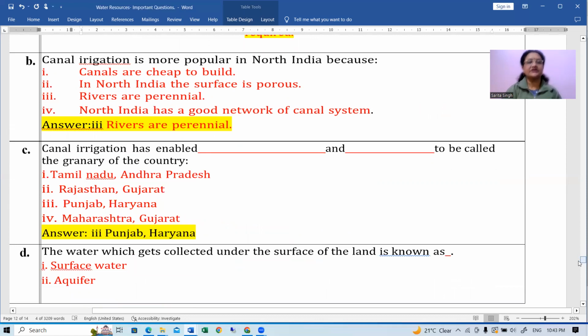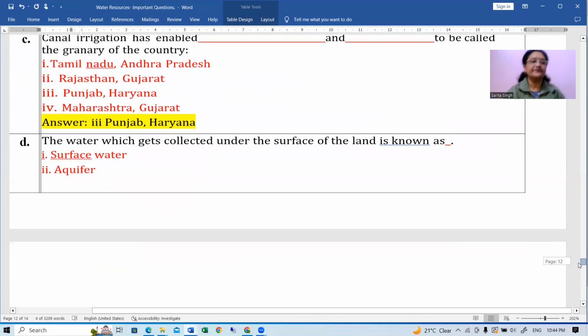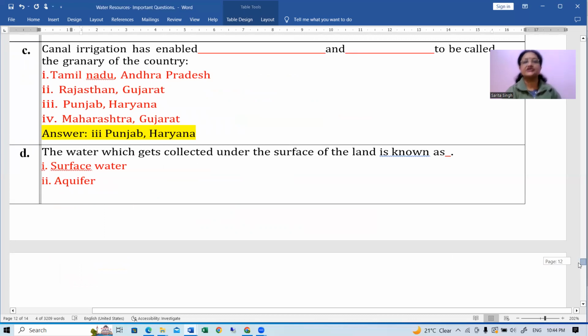Second question: canal irrigation is more popular in northern India because first, canals are cheap to build; in North India the surface is porous; rivers are perennial; and North India has a good network of canal systems. The most suitable answer is number three: rivers are perennial, by which all these canals are taken out. Canal irrigation has enabled dash and dash to be called the granary of the country. Which two states? Punjab and Haryana, that is number three. Third option is the correct answer.